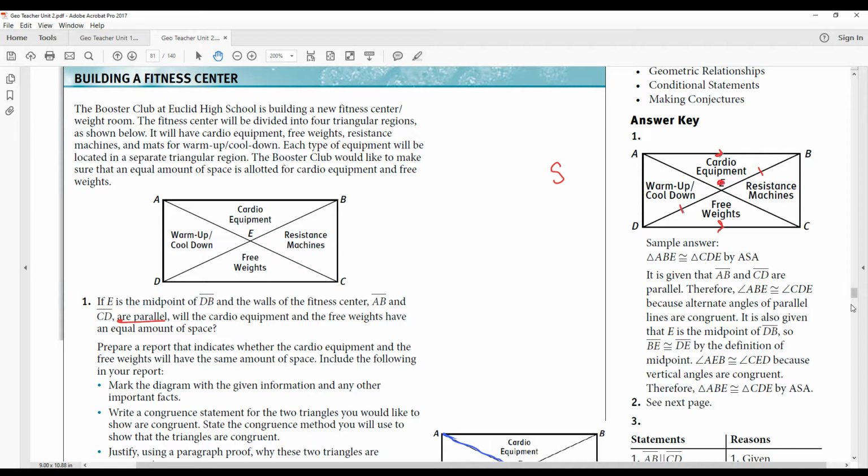This angle right here is vertical with this angle. And what do we know about vertical angles? We know that they are congruent. So we have a pair of angles. So I'm going to put that right there. So far we have an angle and a side.